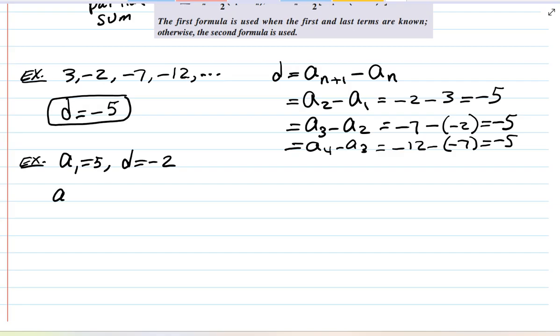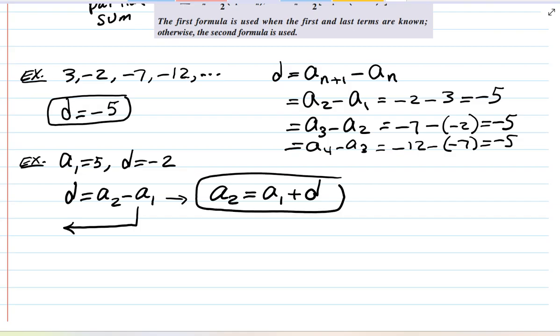Now remember, if d is a sub 2 minus a sub 1, doesn't this mean a sub 2 is, bring -a sub 1 to the other side, a sub 1 plus the common difference? So what this tells me is the following. You give me the first term, I can give you the second term this way. I start with the term before, and then I add the common difference to it. So my second term is going to be 3. So far the sequence is 5 and then 3.